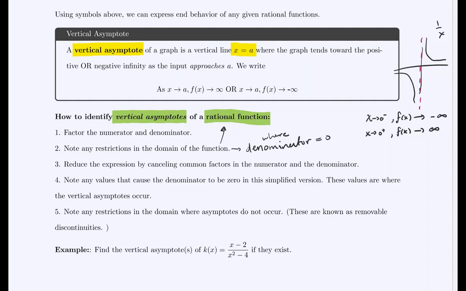And then step 3 is you reduce expressions by canceling common factors, because these common factors are actually holes, and we'll talk about them in a second. But any common factor that's in the top and the bottom, we can cancel that and see that as our hole. And any value that causes the denominator to be 0 in the simplified version, after we've canceled out common factors, these are where the vertical asymptotes occur.